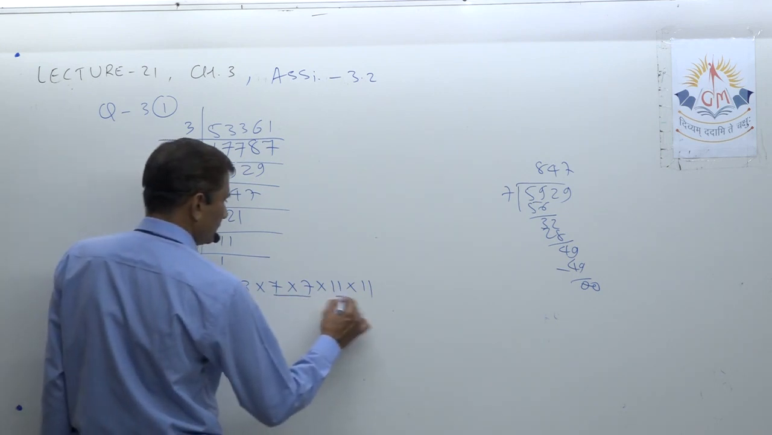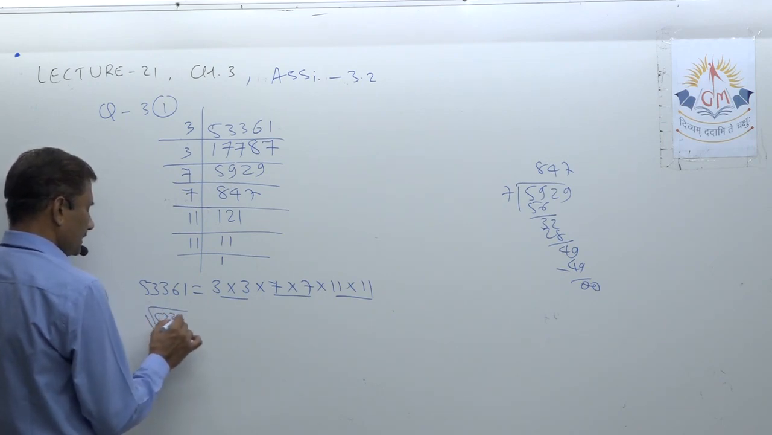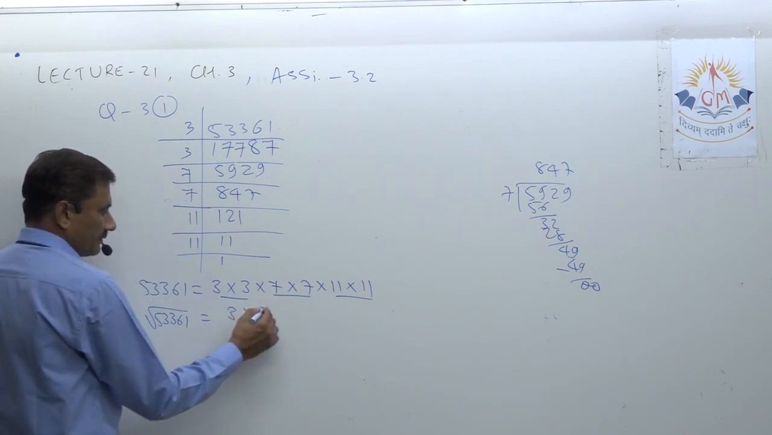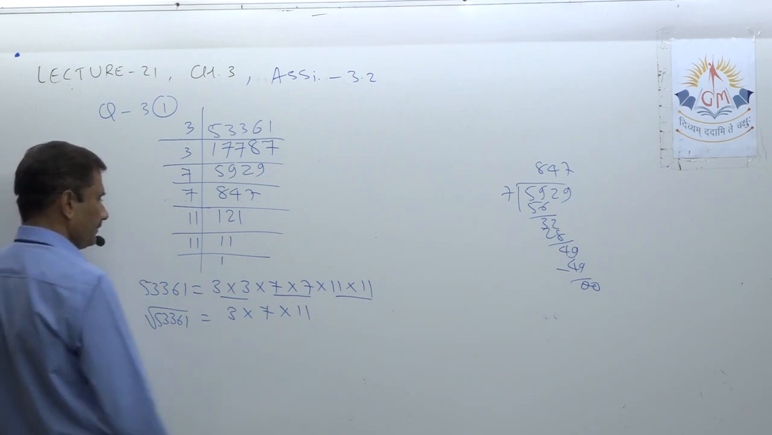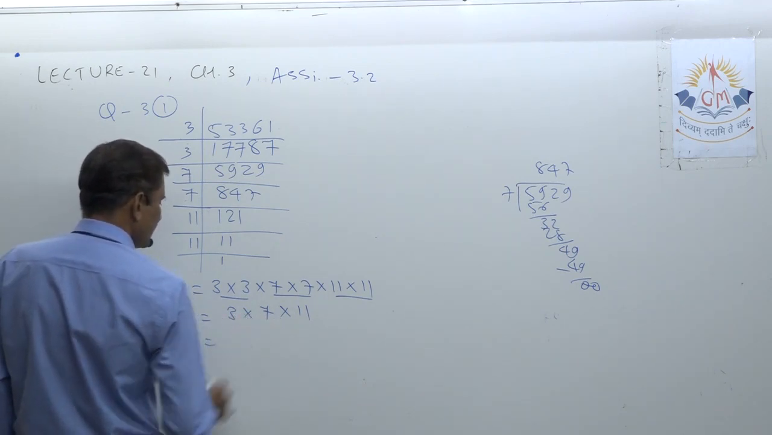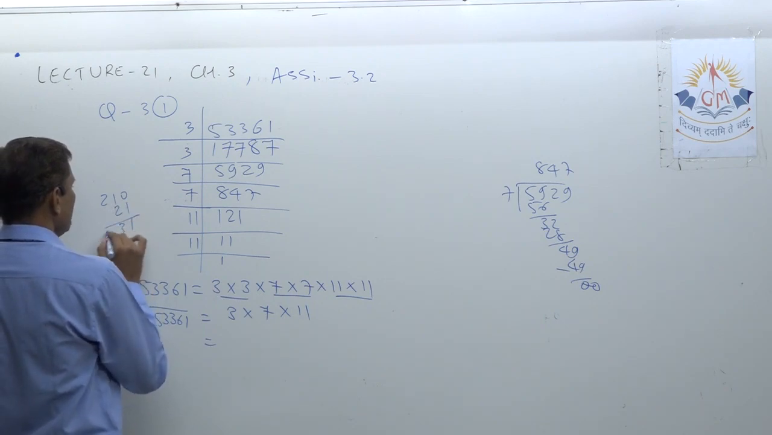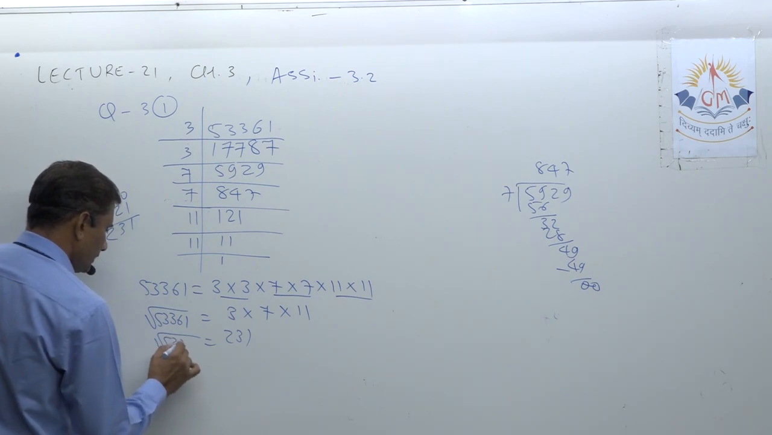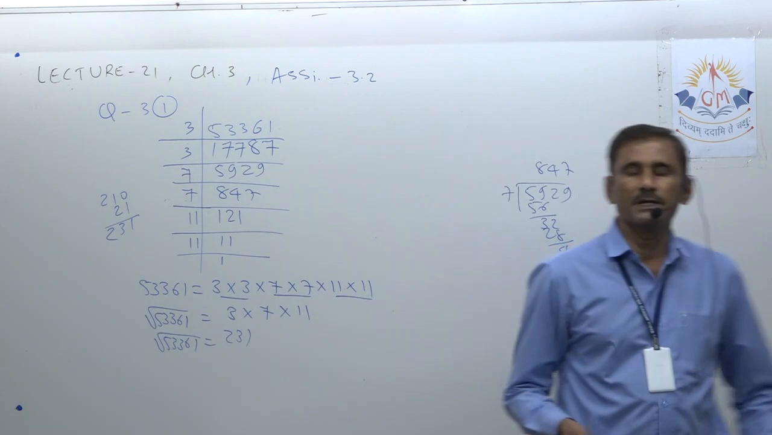Make pairs. So the square root of 53361 equals, instead of 2 write down 1 from the first pair, from the second pair write down 1, and from the third pair write down 1. So it will be 3 7s are 21, 21 into 11, so it will be 231. Again you can verify it if you want, you can verify that answer also.